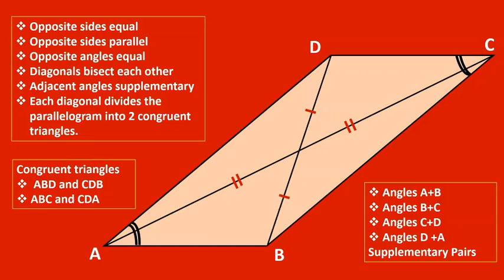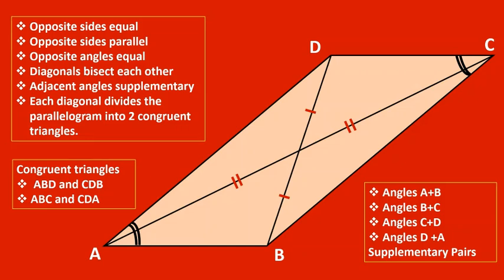Adjacent angles supplementary means angle A plus angle B is 180 degree. Here you can see angle B is obtuse, angle A is acute. So when you add, you will get 180 degree. And angle C plus angle D also 180 degree. And angle B and angle C also 180 degree. Similarly, angle A and angle D also 180 degree.